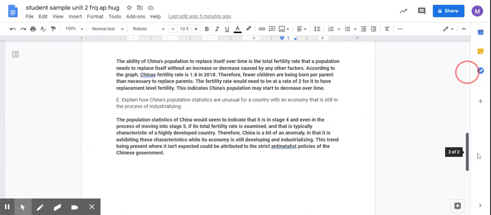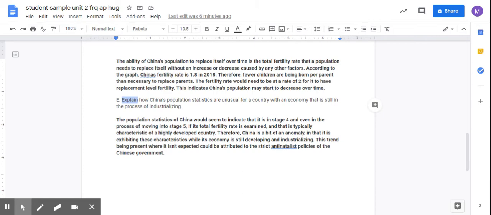So you're thinking to yourself, all right, well, China should be in stage 2 or 3 because of their economy, but they're in stage 4 based on their demographics. And here, you have to put it together and explain. Break down the verb. Explain, all right? So you're going to need 4 to 5 sentences here. Or you're going to have to do a really good job of explaining it in 3.